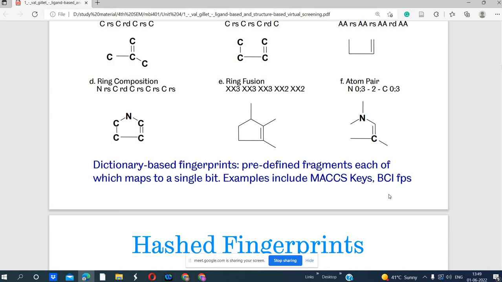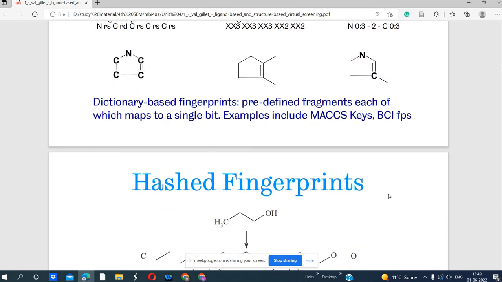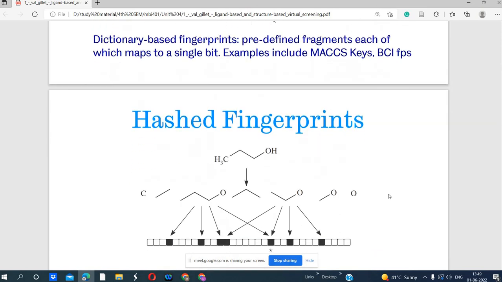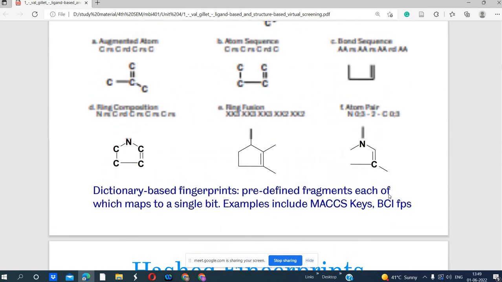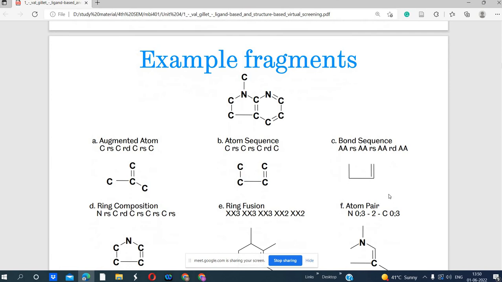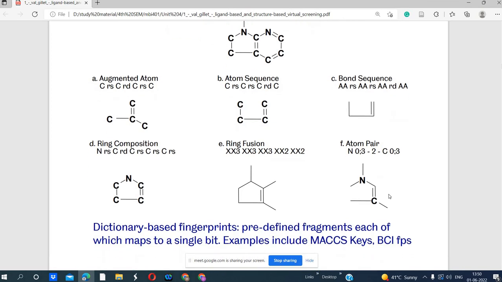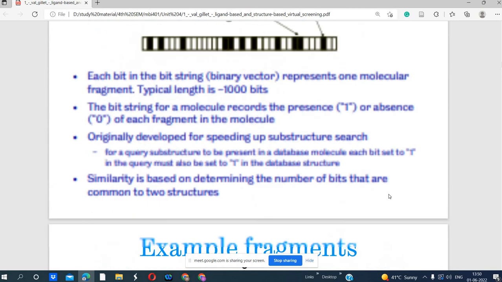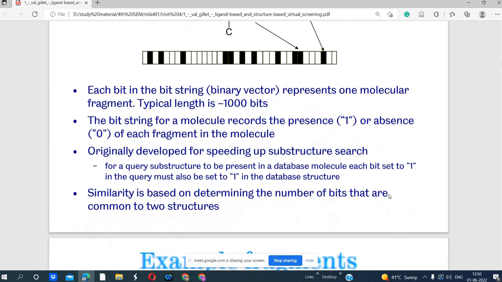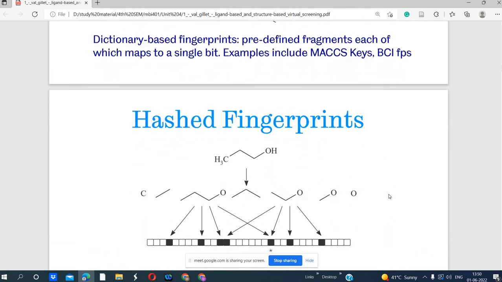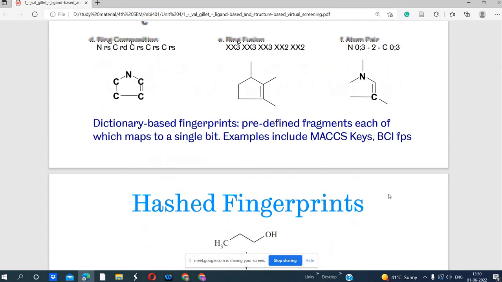Examples include MACCS keys, which is a format. We will study further BCI FPS. These are all example fragments: augmented form, atom sequence, bond sequence, ring composition, ring fusion, atom pair. Now you understood?